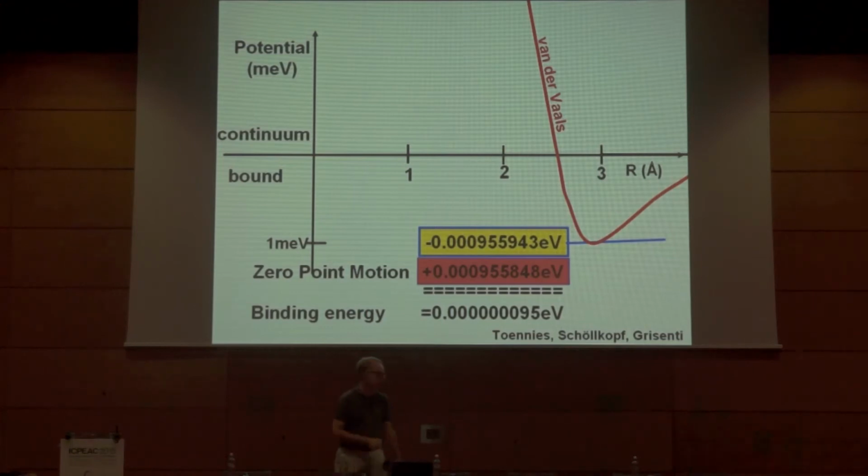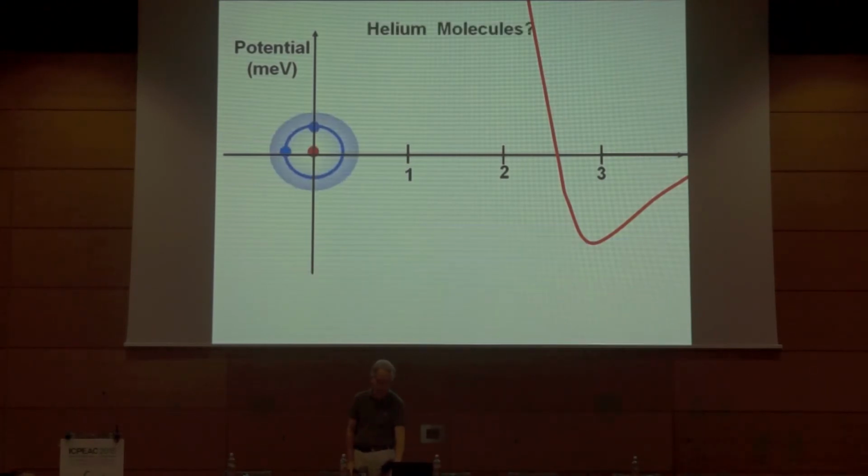And that it's bound was seen first by Tönnies and Schöllkopf some 20 years ago. They detected, in a free-flying helium jet, these helium dimers. Now, that is the potential. Now, what are the predictions for the wave functions?